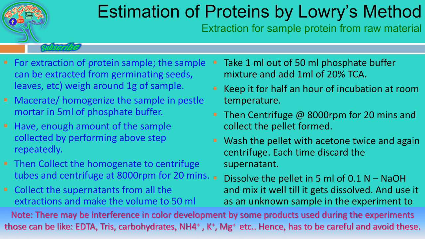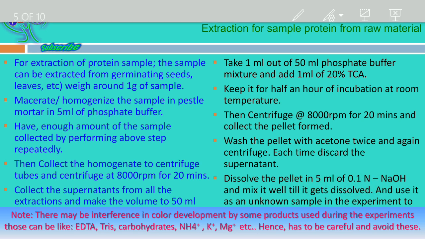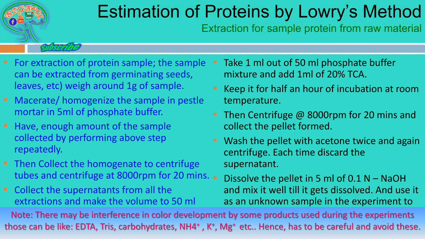Acetone is also a kind of protein precipitant, so it is going to help to precipitate the protein. Further, you are going to dissolve the pellet in 5 ml of 0.1 normal NaOH and mix it well till it gets dissolved, and use it as an unknown sample. Here NaOH is going to keep the proteins in their natural form or structures. That is why we dissolve the pellet in NaOH.